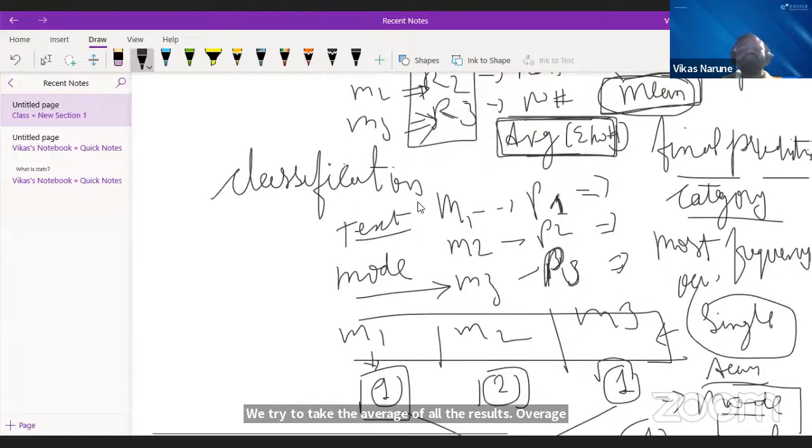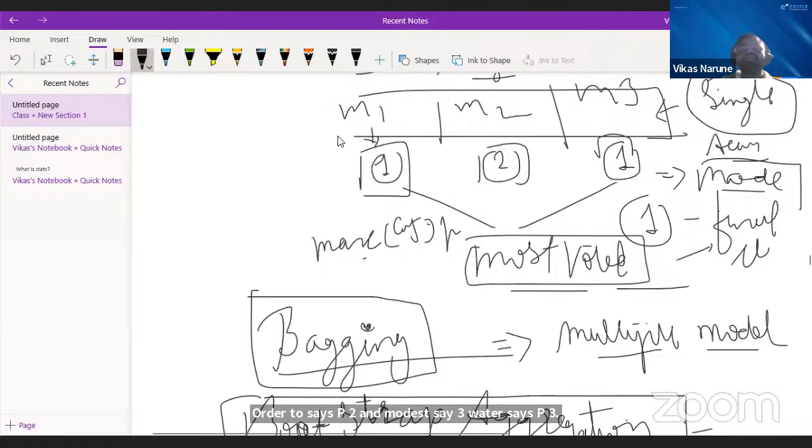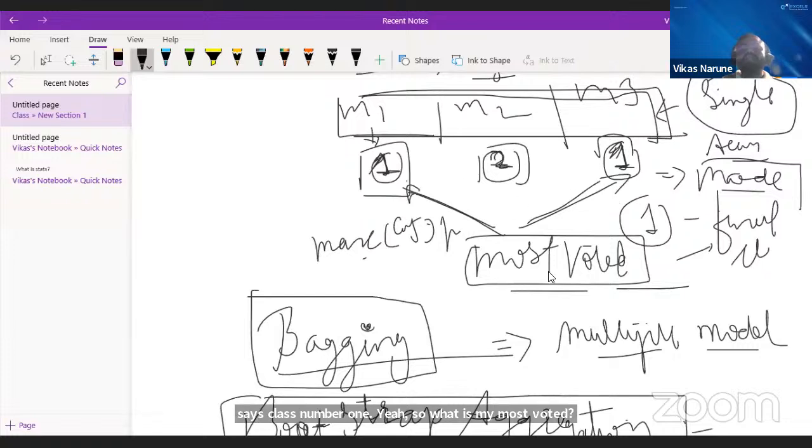If it is a classification, then what will happen? Let's say model 1 says P1, model 2 says P2, and model 3 says P3. Let's imagine these are the predictions of the models. Model 1 says class 1, model 2 says class 2, and model 3 says class 1. So what is my most voted? My most voted will be 1, so my final prediction becomes 1.